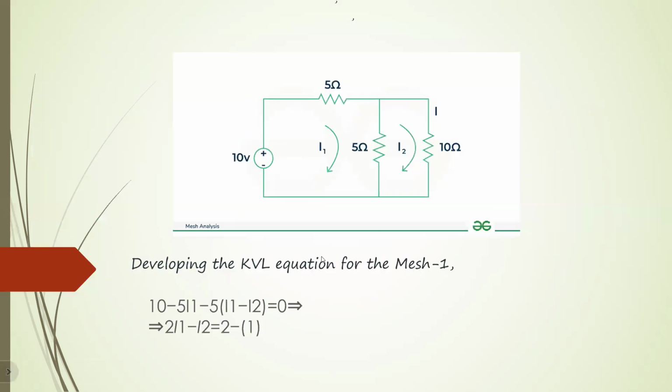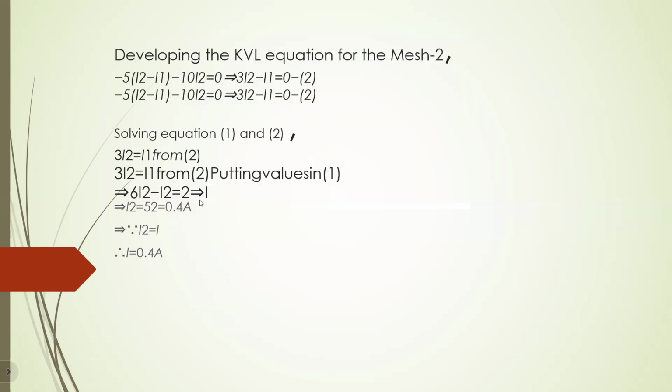Developing the KVL equation for mesh 1: 10 minus 5 I1 minus 5 into I1 minus I2 equals 0. 2 I1 minus I2 equals 2. This is equation 1. Developing the KVL equation for mesh 2: minus 5 into I2 minus I1 minus 10 I2 equals 0. 3 I2 minus I1 equals 0. Equation 2.